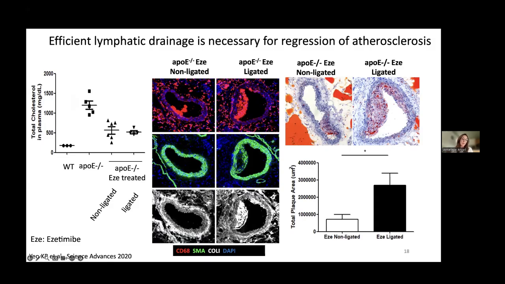And as shown earlier, this doesn't impact the total plasma cholesterol. However, what was interesting is that compared to ApoE mice treated with ezetimibe with intact lymphatics, we could see a larger plaque as shown here and by the quantification. So suggesting that the regression of atherosclerosis induced by ezetimibe is really dependent on efficient lymphatic drainage.